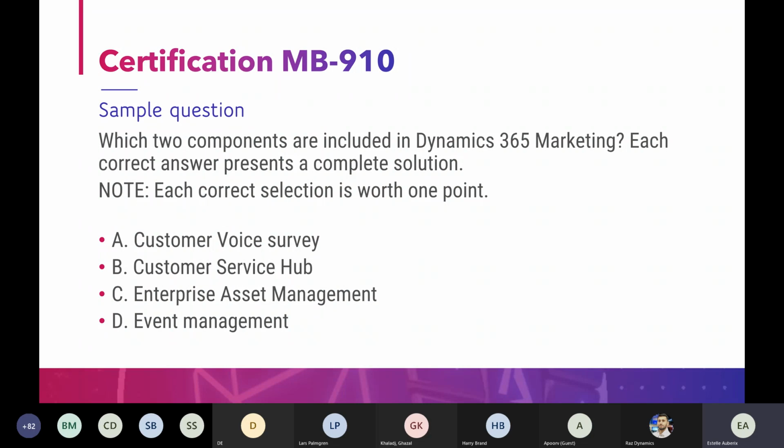The right answers are customer voice survey and event management. Why? Because in Dynamics 365 Marketing, the projects which are included are of course the core marketing, but also event management, customer voice, and the Dynamics 365 connector for LinkedIn Lead Gen Forms.